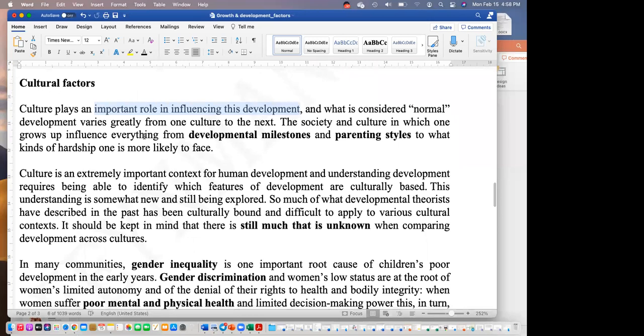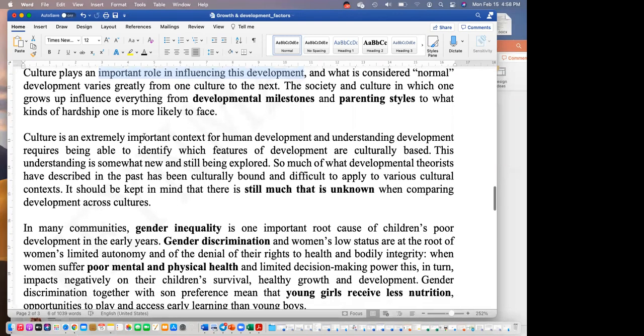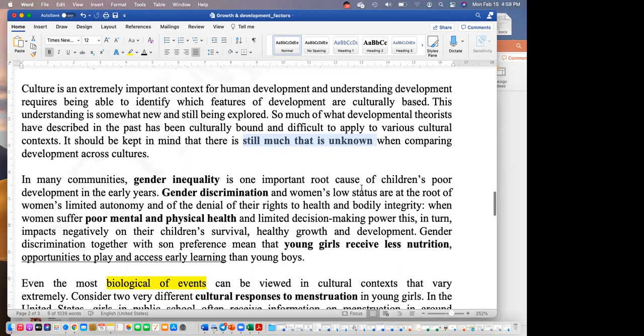So starting from the expectation itself, culture may influence the concept of growth and development. But understanding the role of culture, how culture impacts our growth and development, is more recent. So still, not much is known about it. We don't have a clear picture of the role of culture, but definitely culture plays an important role, and we lately realized this component. We don't have too much data on that, but we have a couple of points for you to make a note of.